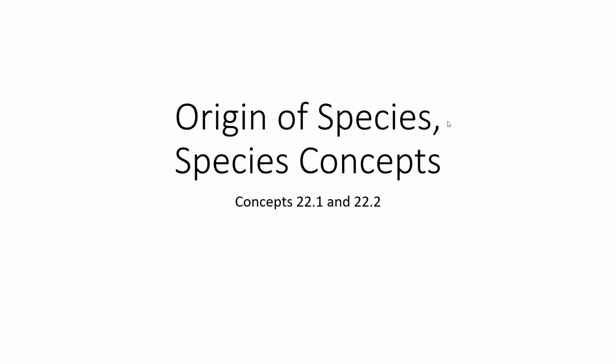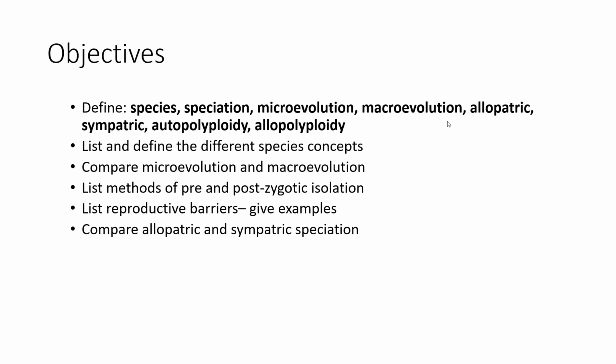Let's talk about species today. So, first off, define species, speciation, microevolution, macroevolution, allopatric, sympatric, autopolyploidy, and allopolyploidy. Be able to list and define the different species concepts.